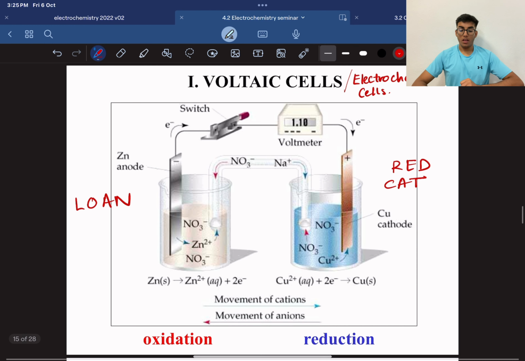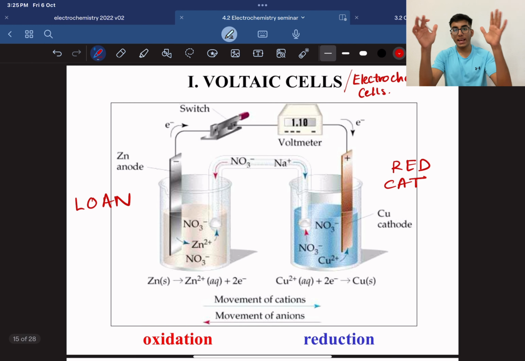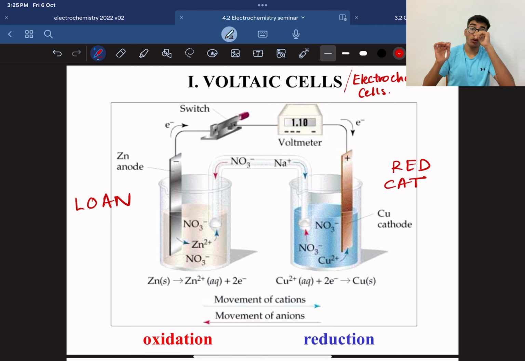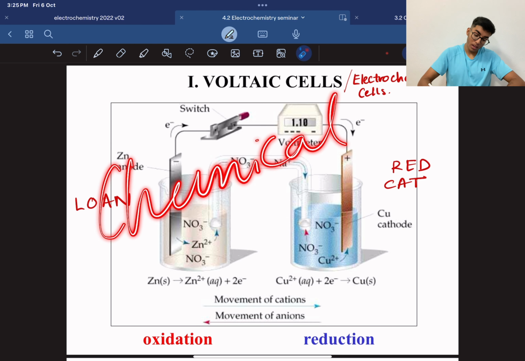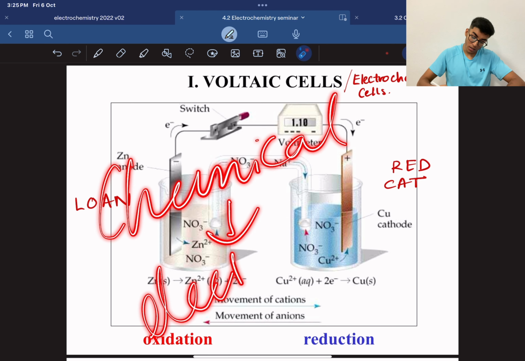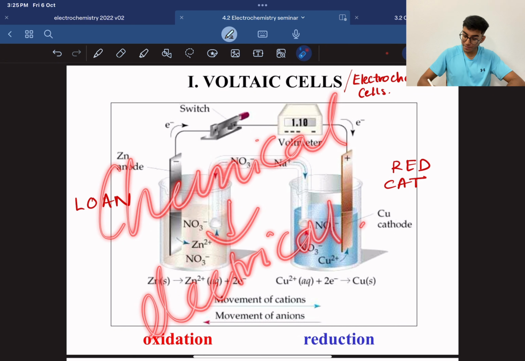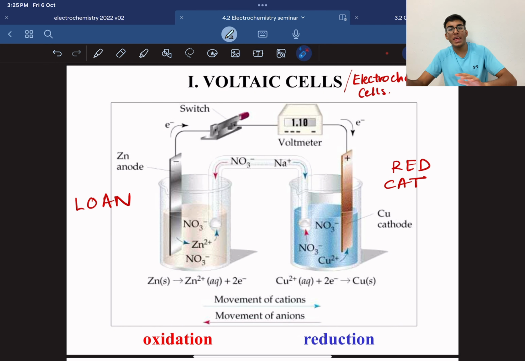Now, let's talk about voltaic cells. What is a voltaic cell? Voltaic cells, also called electrochemical cells, convert chemical energy to electrical energy. Okay? Let me add that again: chemical to electrical. We do a few reactions and that results in giving us electricity. Okay?